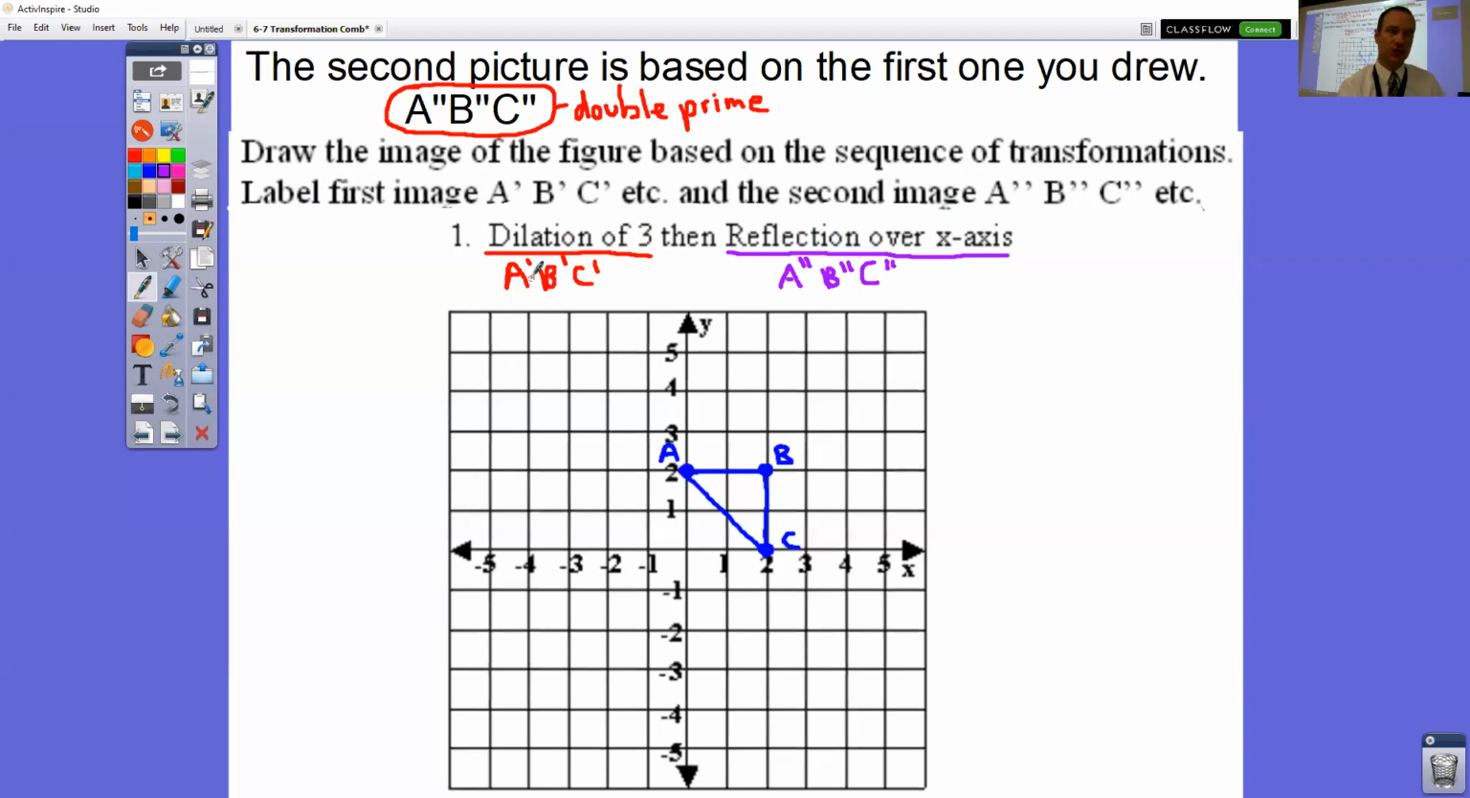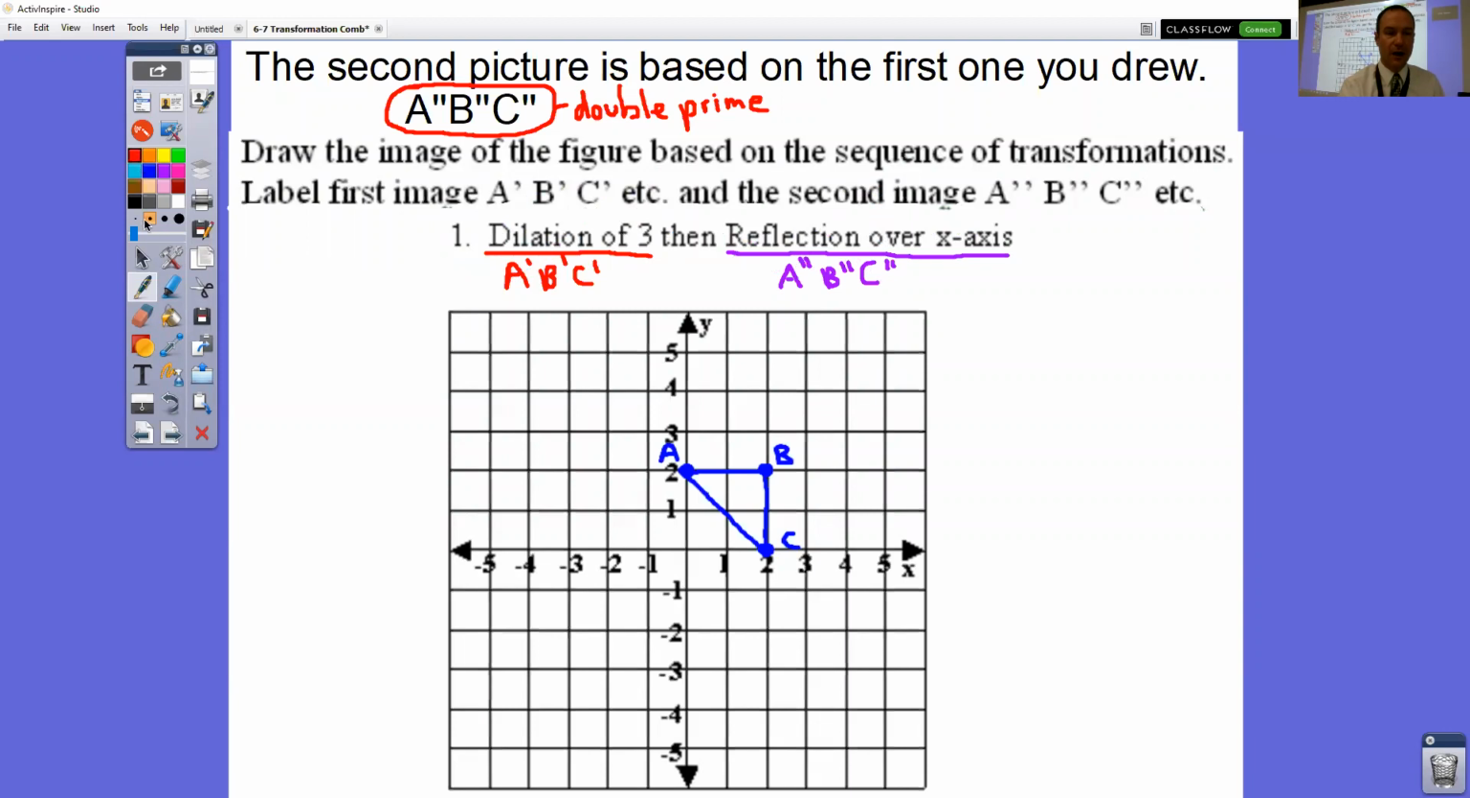You can't just pick and choose which one you're going to do first. If it says to do a dilation of 3, then a reflection over the x-axis, you have to do the dilation first, then do the reflection. You can't pick and choose the order that you want to do things in.